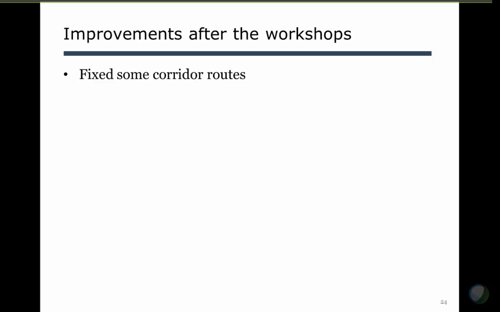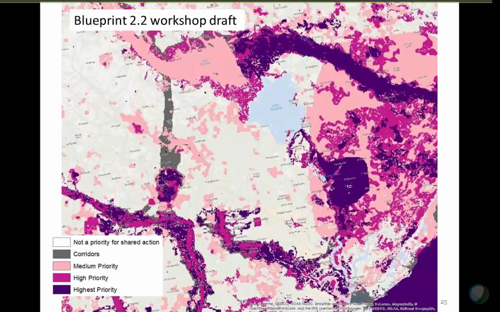So we've been making some improvements after the workshops. Diving into all those different comments and reviews, we fixed some corridor routes. Spent a little time looking at some different options on that. And so I'll show you an example here. The southeast corner is Charleston, and up in the top that's Lake Moultrie, Lake Marion.